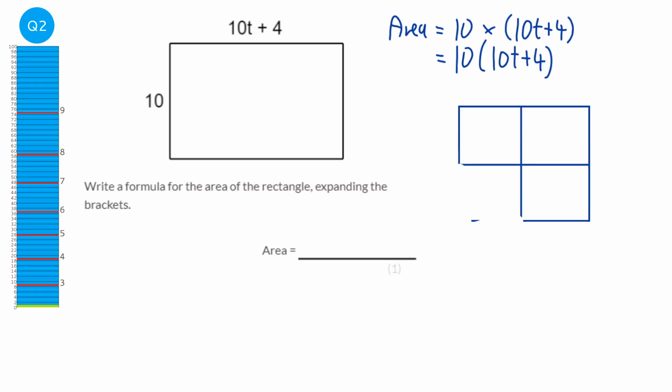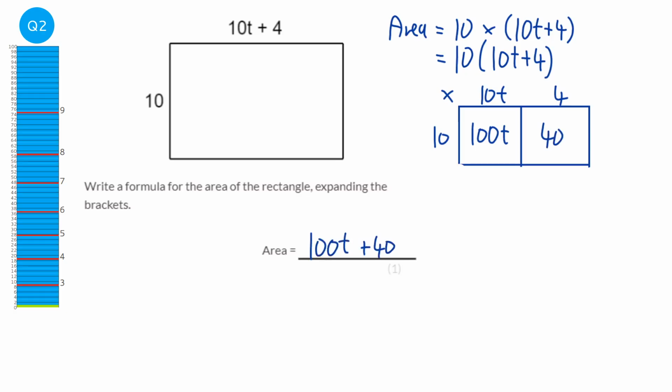Actually, I don't need the... I've done too many here. Let's get rid of that. So we've got 10 times 10t plus 4. And we're timesing them. So 10 times 10t. 10 times 10 is 100. So it'd be 100t. 10 times 4 is 40. So our answer will be 100t plus 40.